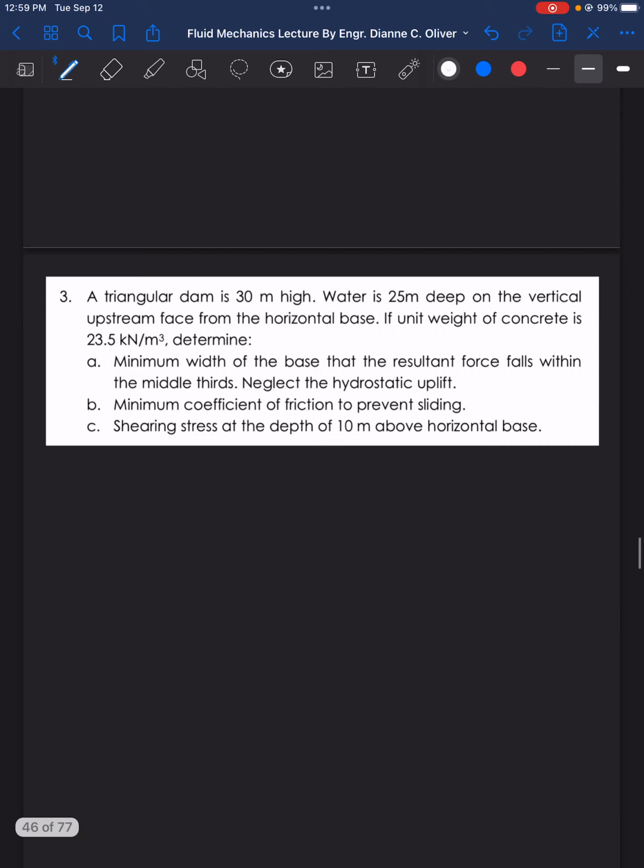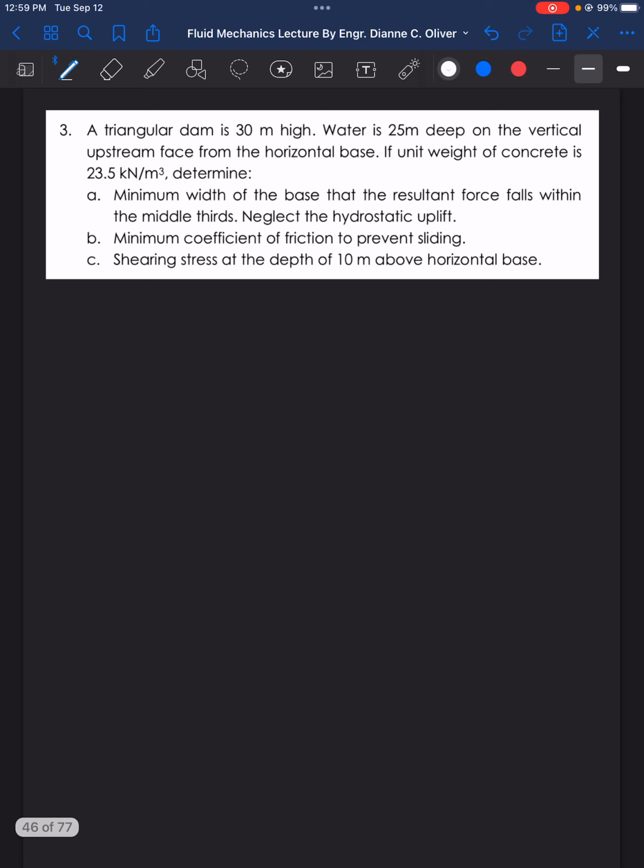So let's go to number 3. A triangular dam is 30 meters high. Water is 25 meters deep on the vertical upstream face of the horizontal base. If the unit weight of concrete is 23.5 kilonewton per cubic meter, determine A, the minimum width of the base so that the resultant force falls within the middle third, neglecting the hydrostatic uplift; B, the minimum coefficient of friction to prevent sliding; and C, the shearing stress at a depth of 10 meters above the horizontal base.